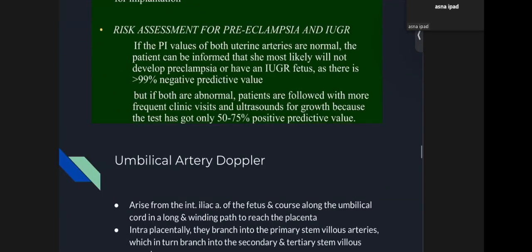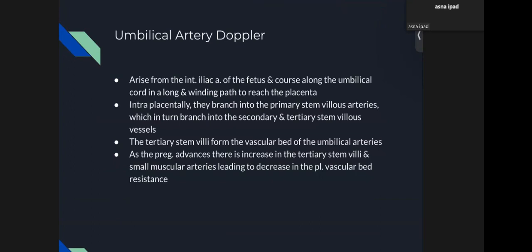That helps. The next artery we will be studying is the umbilical artery Doppler. Umbilical arteries arise from the internal iliac arteries of the fetus and course along the umbilical cord in a long and winding path to reach the placenta. Intraplacentally, they branch into primary stem villus arteries, which in turn branch into secondary and tertiary stem villus vessels. The tertiary stem villi form the vascular bed of the umbilical artery.